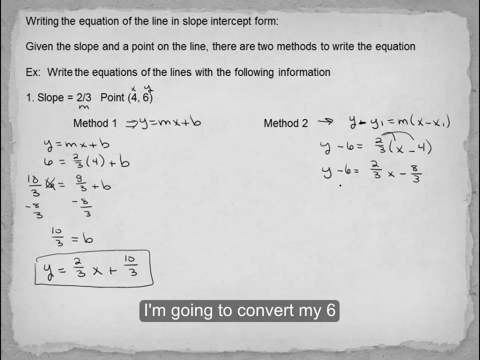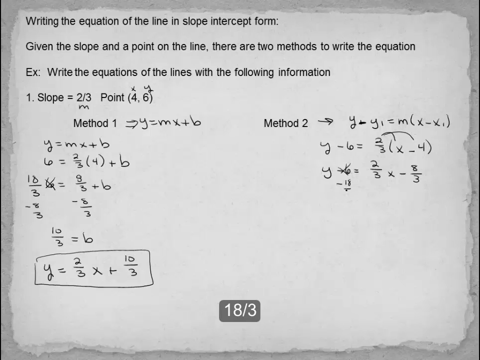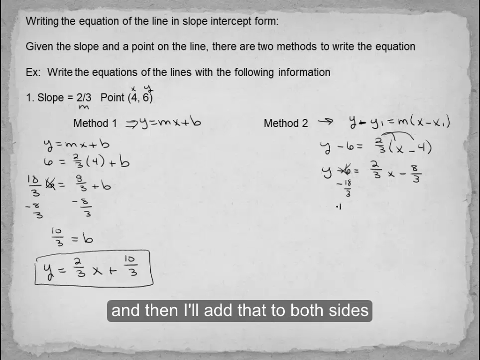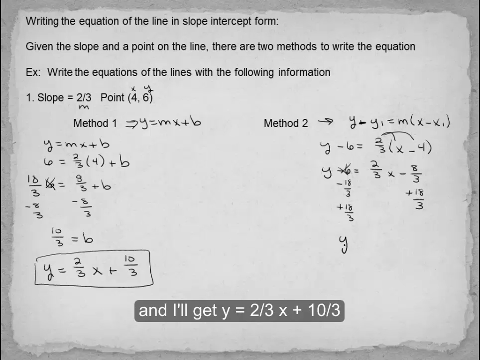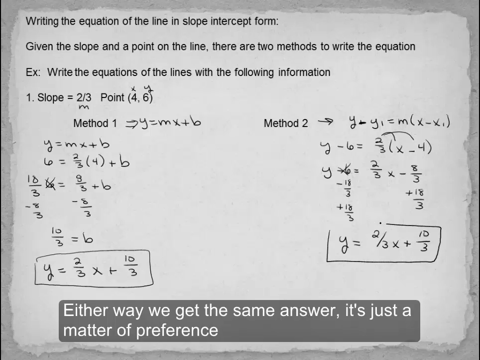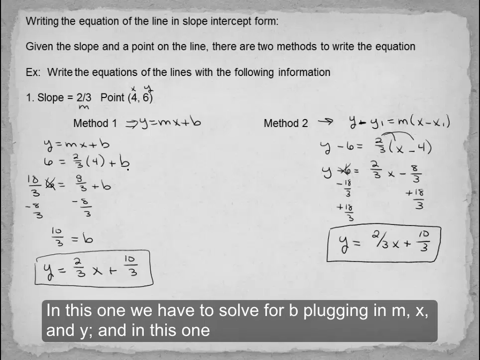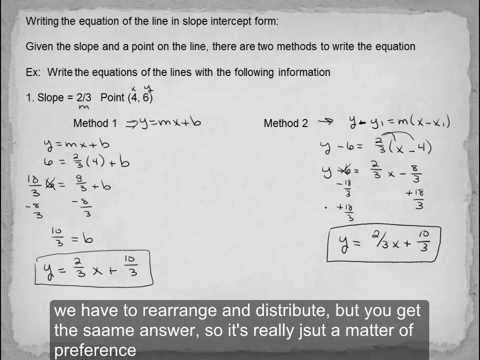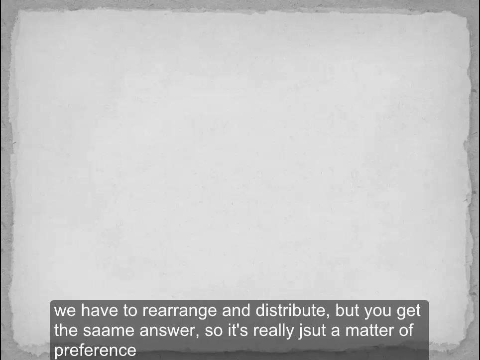I'm going to convert my 6 to a fraction, 18/3, and then I'll add that to both sides, and I'll get y is equal to 2/3 x plus 10/3. Either way, we get the same answer. It's just a matter of preference. In this one, we have to solve for b, plugging in m, x, and y, and in this one, we have to rearrange and distribute, but you get the same answer, so it's really a matter of preference.